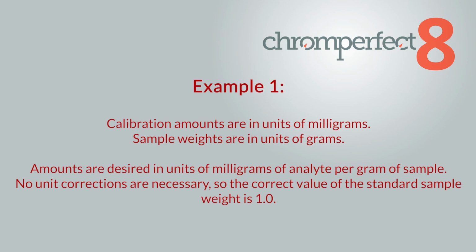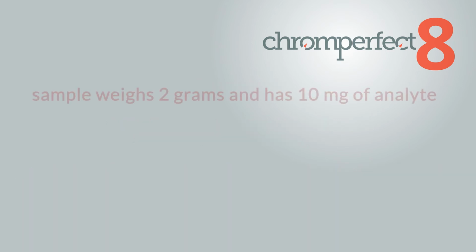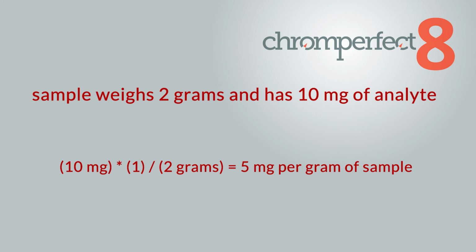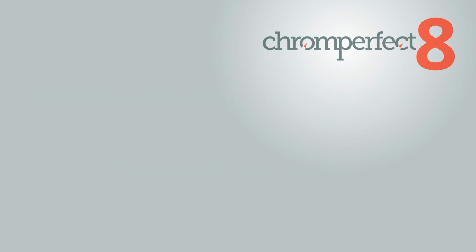Example 1. Calibration amounts are in units of milligrams. Sample weights are in units of grams. Amounts are desired in units of milligrams of analyte per gram of sample. No unit corrections are necessary, so the correct value of the standard sample weight is 1.0. For example, if a sample weighs 2 grams and has 10 milligrams of analyte, then 10 milligrams multiplied by 1 divided by 2 grams equals 5 milligrams per gram of sample.